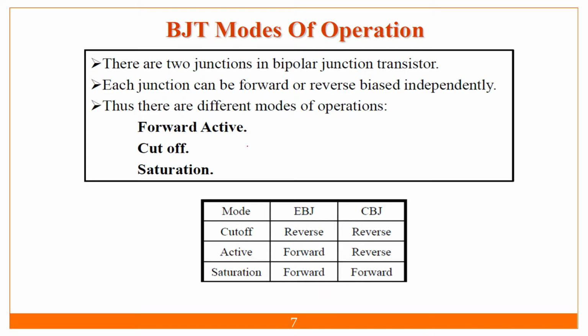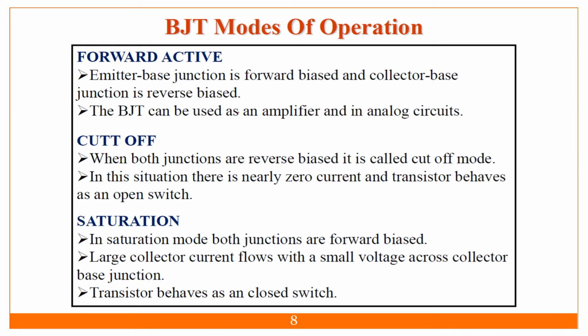The modes of operation we have also discussed: the forward active region, the cutoff region, and the saturation region. With the help of an example we saw that in the active region the transistor acts as an amplifier, and in the cutoff and saturation regions it acts as a switch. In forward bias the BJT can be used as an amplifier for analog circuits, and in the cutoff region no current is caused to flow, so it acts as an open switch.